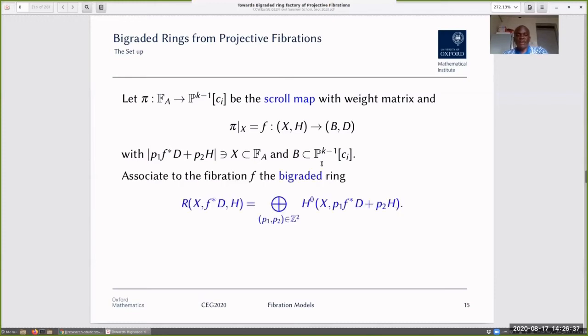Using this, we can obtain the bigraded ring of the bipolarized variety X with the polarizations, the pullbacks of D and H as defined here. So this sum is taken over Z^2, the lattice of characters of the group.